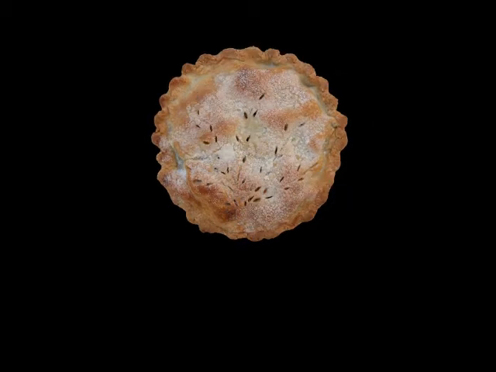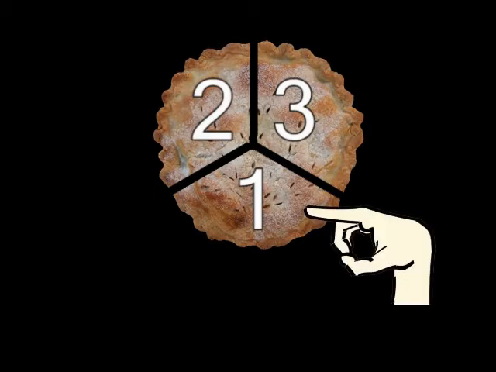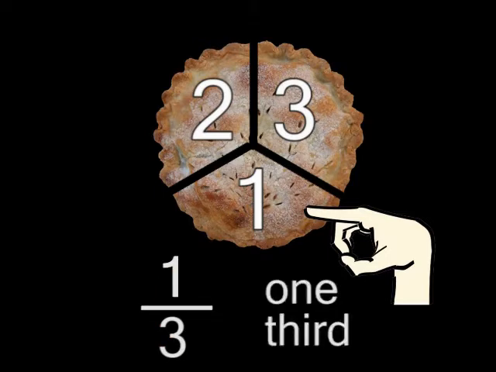If Mom divides the pie into 3 equal parts, it will look like this. 1, 2, 3. If Mom gives you this piece, then you will have one of the 3 parts of the pie. What fraction of the pie do you have? You have 1 of 3 parts. This fraction is called 1/3. It is written 1 over 3. 1 over 3 is 1/3.